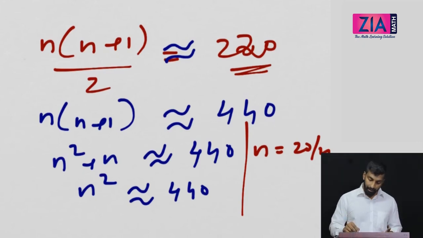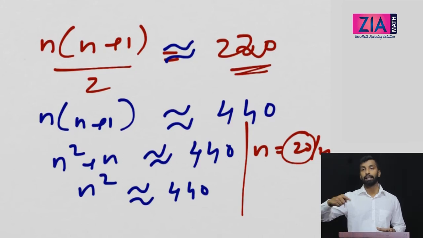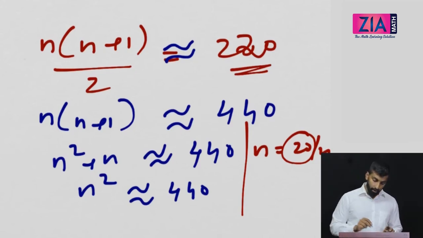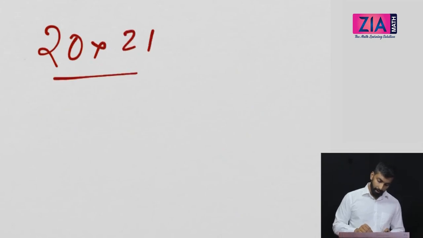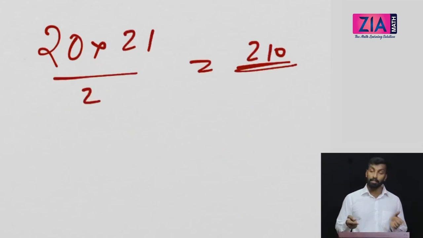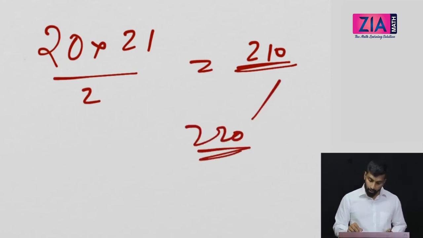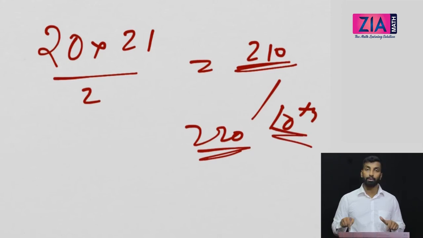Which one will I take? I'll take 20 because I am double counting. If I was missing a page, I would take 21, on the higher side. Now I got n as 20. After this, I'll find sigma n: 20 into 21 by 2, I get 210. So this is the value which you are supposed to get, but what you got is 220. So which page number did you add? You added the 10th page, right? So the answer for this question is 10. You added the 10th page twice.